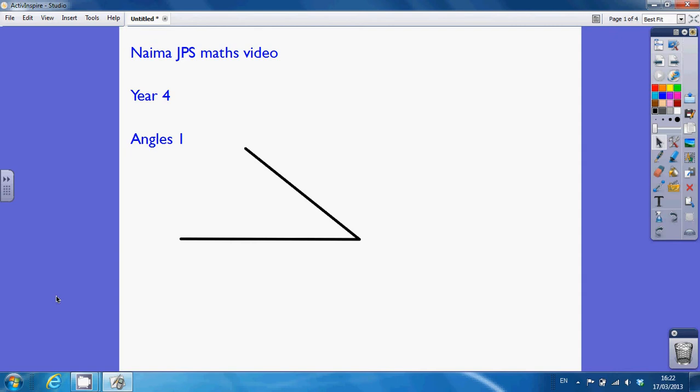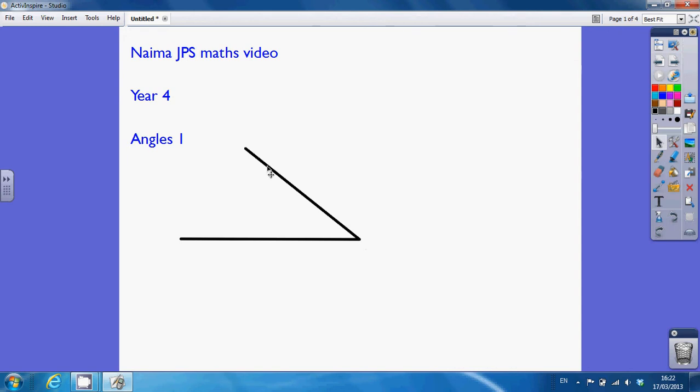As you can see, I've drawn two black lines on the screen. First of all, I would like us to think about what an angle is. So an angle is where you measure the distance of a turn. Now the turn has to be measured from the point where the two lines join.